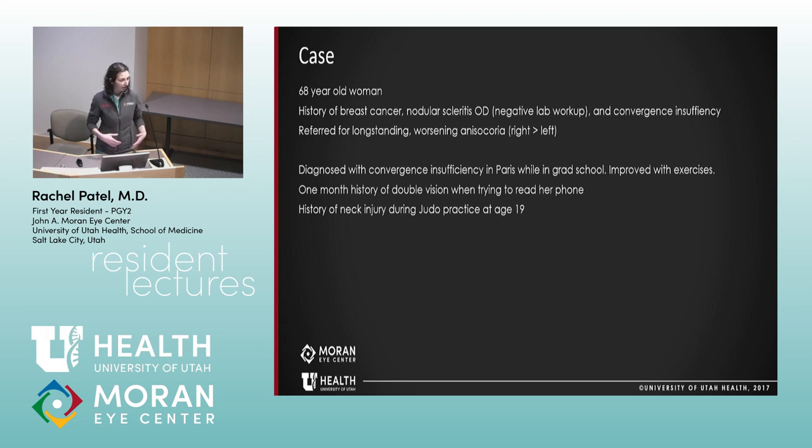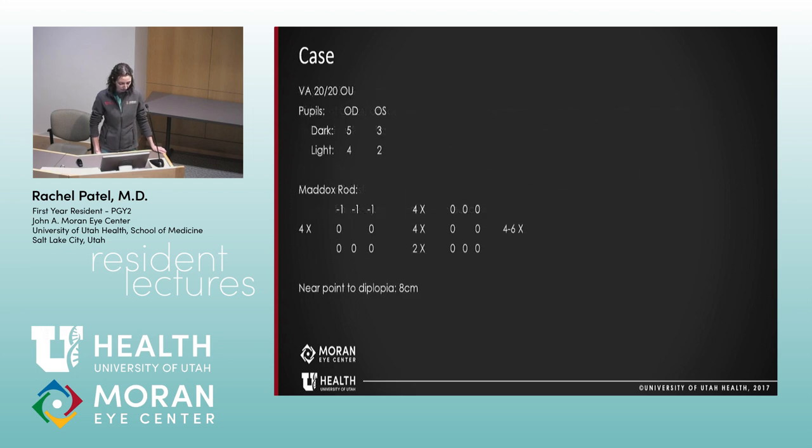and it got better, and I've only seen an orthoptist once since then, and I haven't had to do anything else for it. It took a few months to resolve. In the past month or so, she's had double vision. She gets her phone out in the middle of the night to read it, and it takes her 5 to 10 minutes to be able to focus on her phone. It's really hard for her to focus on that. She also had a neck injury during judo practice when she was 18, and she's had multiple chiropractic sessions since then because of chronic neck pain.